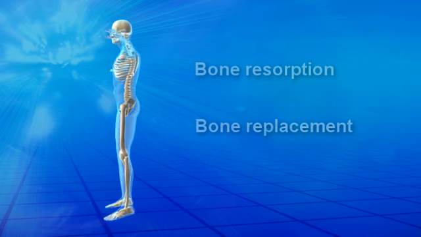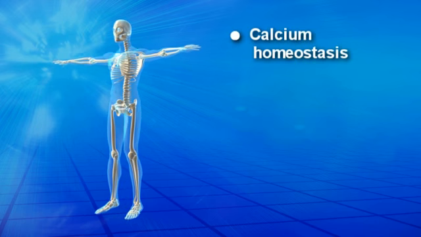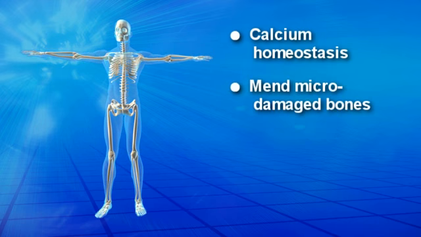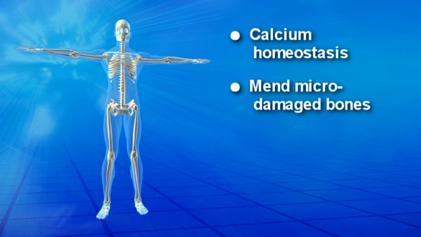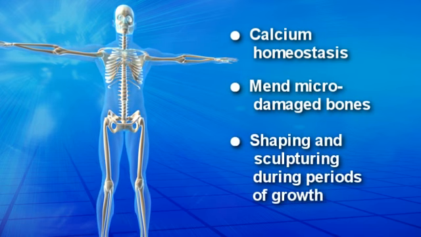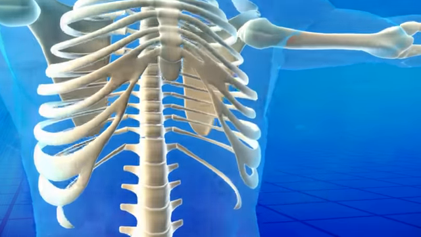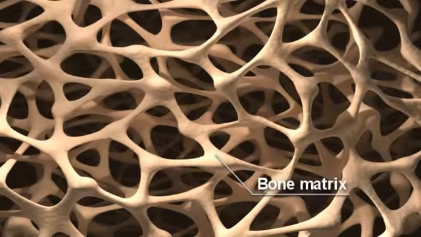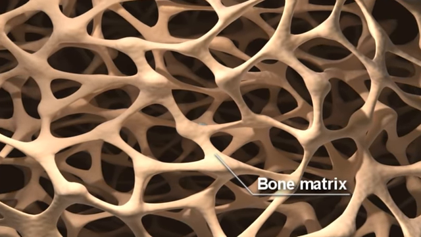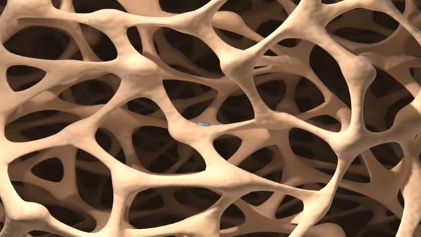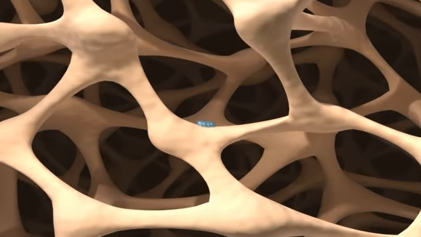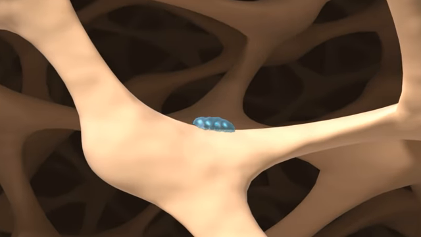Bone remodeling also helps regulate calcium homeostasis, mends micro-damaged bones from everyday stress, and aids in the shaping and sculpturing of the skeleton across the lifespan. Normal bone turnover occurs when old bone is removed and new bone is produced, in an effort to preserve the integrity and strength of the skeletal system.